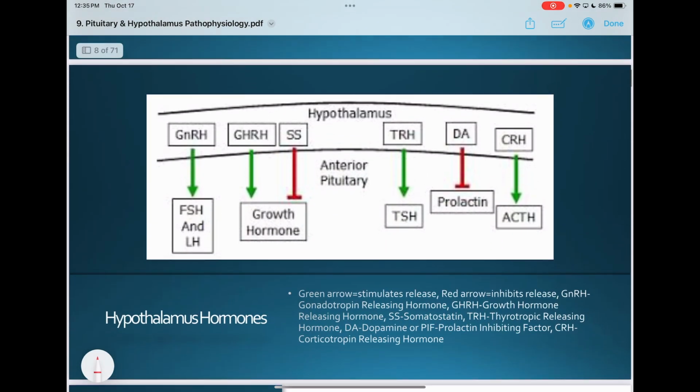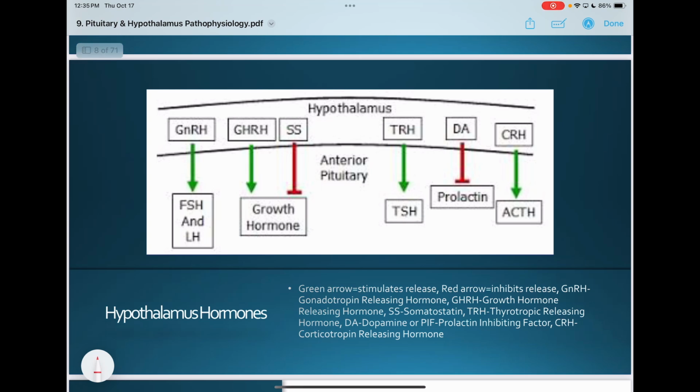Here's just a review again. Hypothalamus releases GnRH, which stimulates FSH and LH. Growth hormone releasing hormone releases growth hormone. What is SS? Somatostatin. It's a red line, so we know it inhibits growth hormone. Remember, somatostatin inhibits growth hormone. So whenever you see somatostatin, just remember stop.